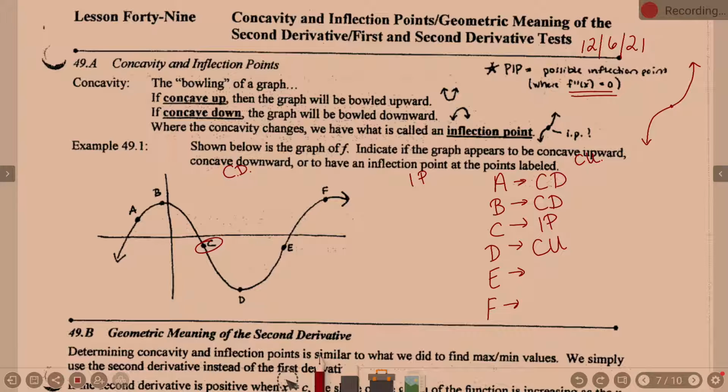Notice those big long straightaways between a min and a max. There's an inflection point somewhere on that big long straightaway, and that's what E is supposed to be, your inflection point. F. Concave down there.